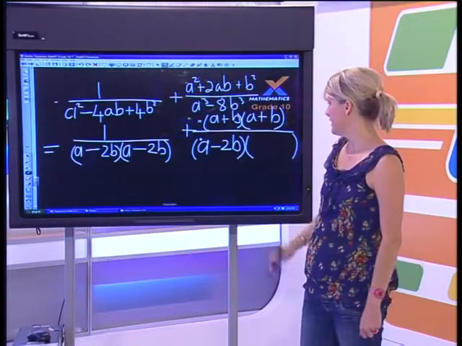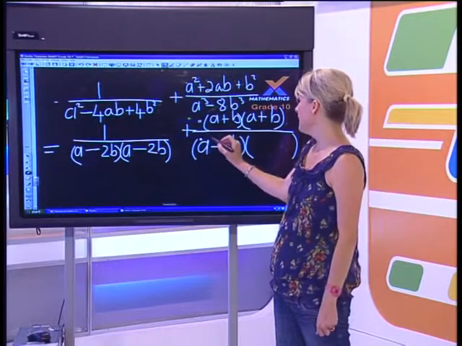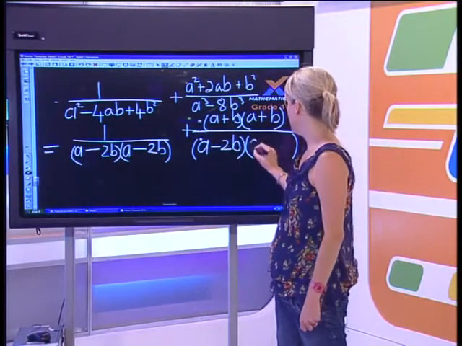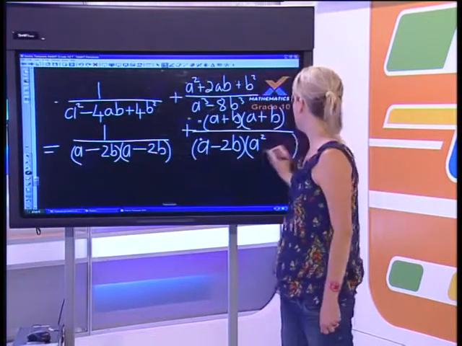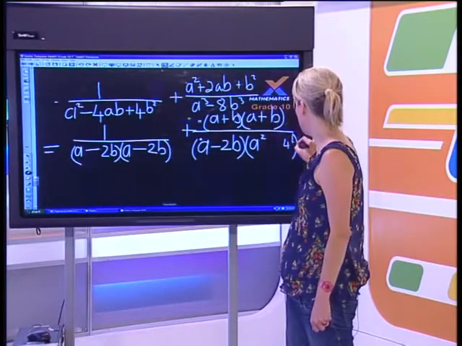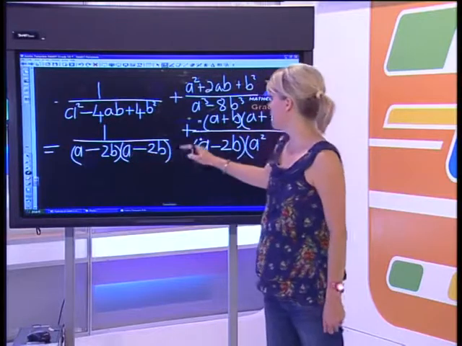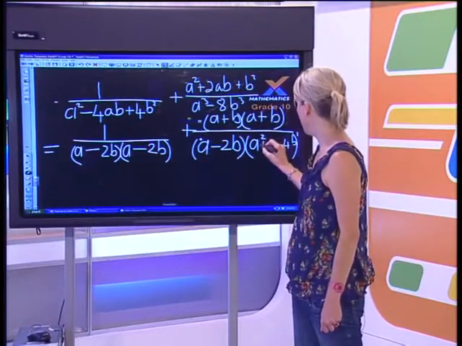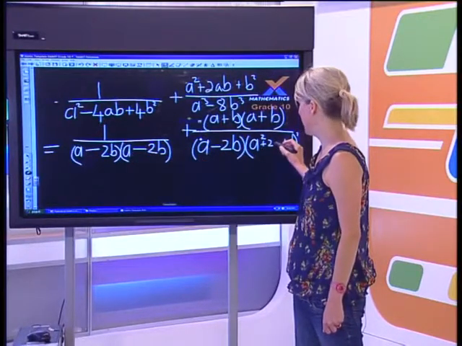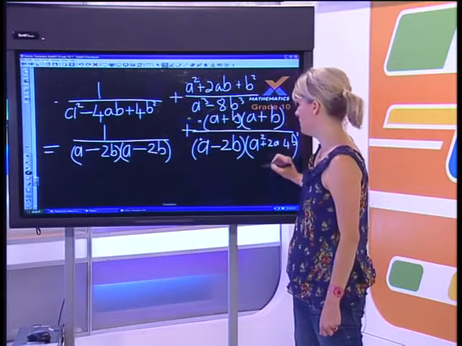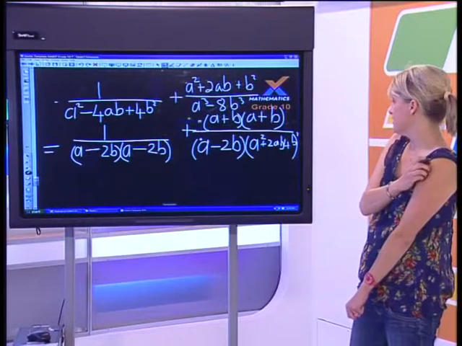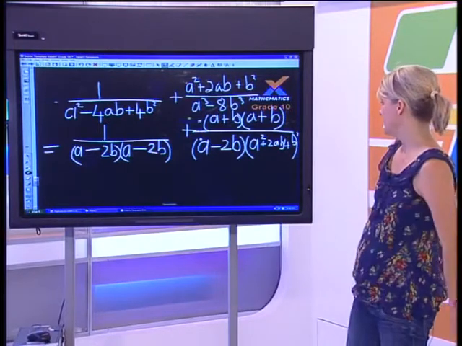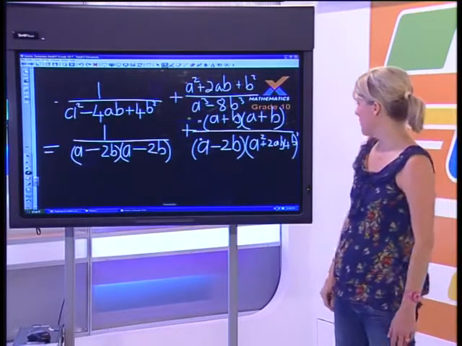My second bracket is going to be a times a, which is a squared, right? Negative 2b times negative 2b, which is 4b squared. And then I multiply the 2 with each other, and that is plus 2ab. Right? If I got it right, it looks like it. Sorry, guys, I'm just ever so slightly running out of space, but that is my factorization.